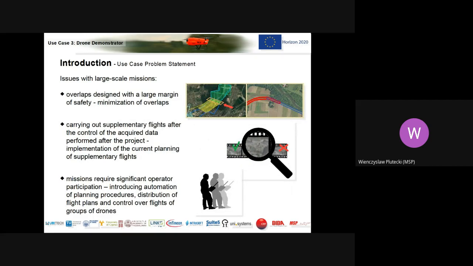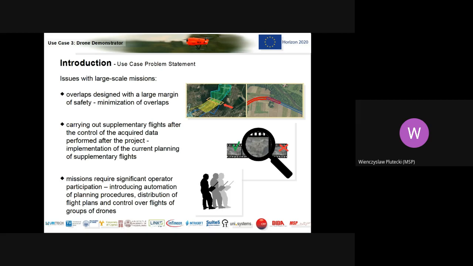Another issue are overlaps designed with a quite large margin of safety. These overlaps are necessary because they assure the continuity of data required. So if we minimize these overlaps, and this can be done through the automation of route planning, we'll save a lot of flying for the productive phase of the mission.